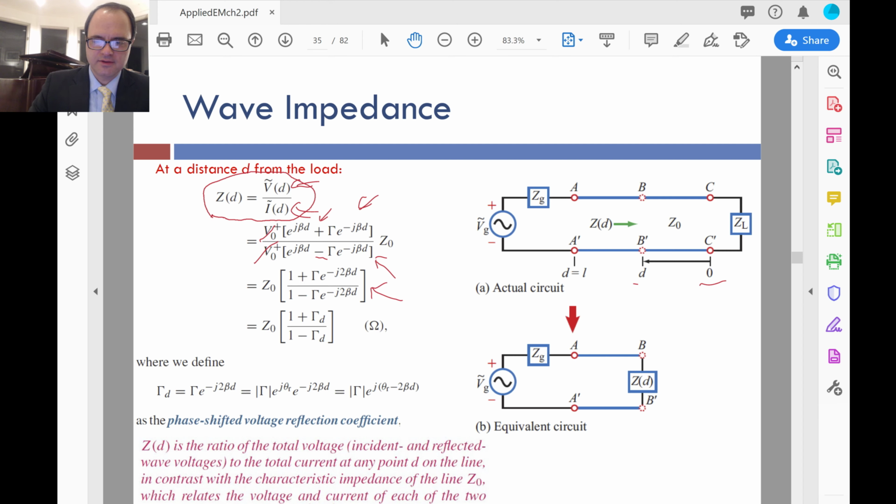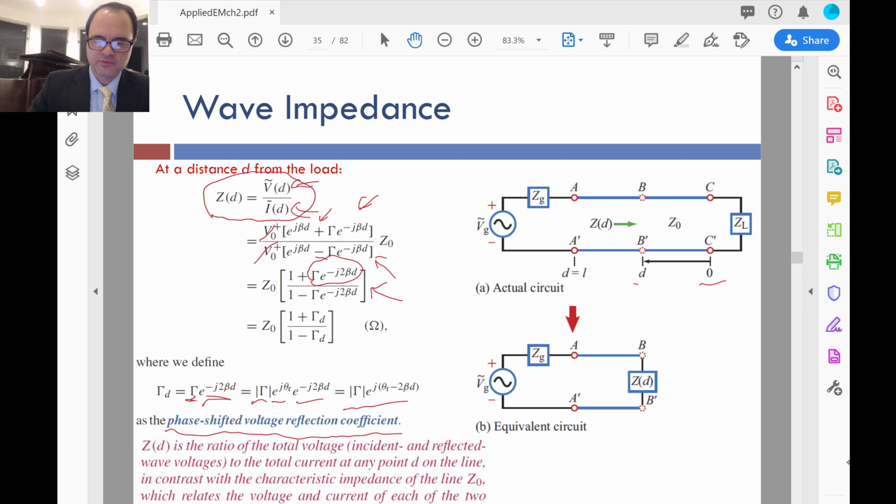And this quantity here is very important. This is something we will define as the phase shifted voltage reflection coefficient. It is the product of the regular reflection coefficient, multiplied by a phase factor. And it's only a phase factor. It doesn't add anything to the magnitude of the reflection coefficient, just the phase, and it's e to the minus j 2 beta d. So when we express the reflection coefficient in terms of its magnitude and phase, we can combine these two phases together to get this.